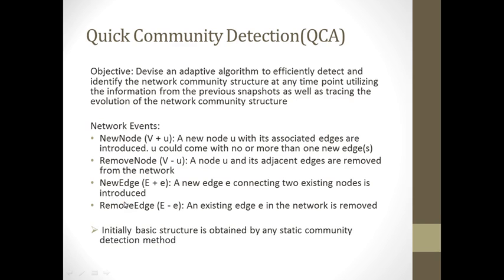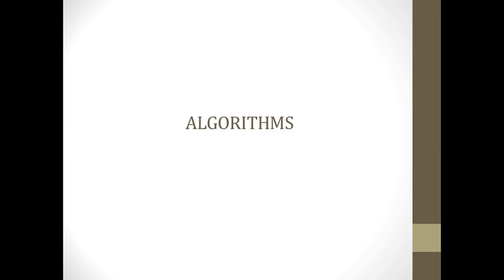So before actually applying any of the algorithms for these events, first we should know the basic structure of the network. Thus, one of the static methods is used for measuring the basic community structure. So for my project, I have used the Louvain method for static community detection.